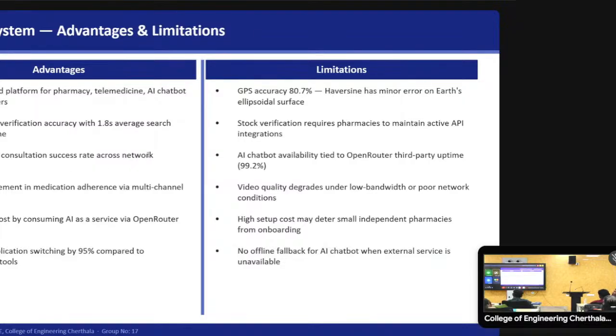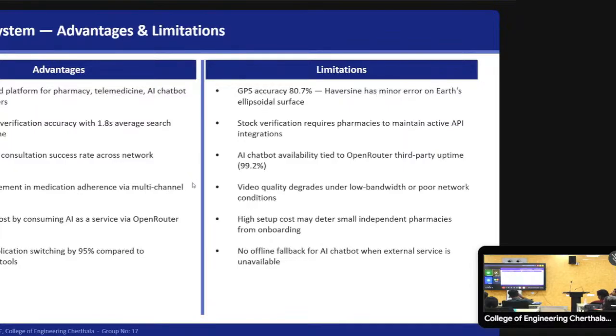These are the advantages and limitations of the proposed system. Some key advantages are 87.3% stock verification accuracy, 1.8 seconds search response time, 94.5% successful video consultation, and 32% improvement in medication adherence.